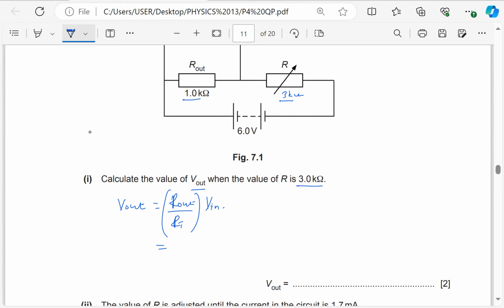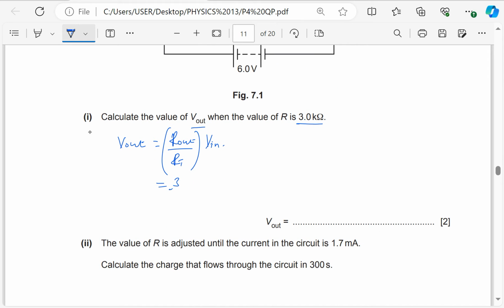Calculate the V out when the value of R is 3. So R out is 3. Total resistance is going to be 4. This is 3 kilo ohms. This is 4 kilo ohms.